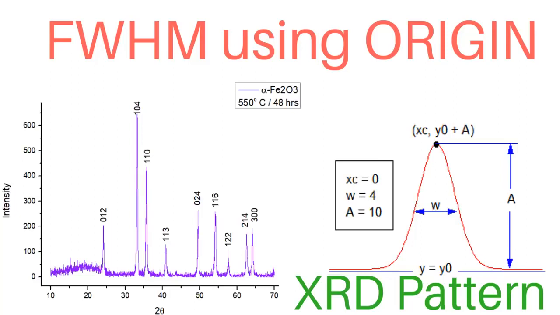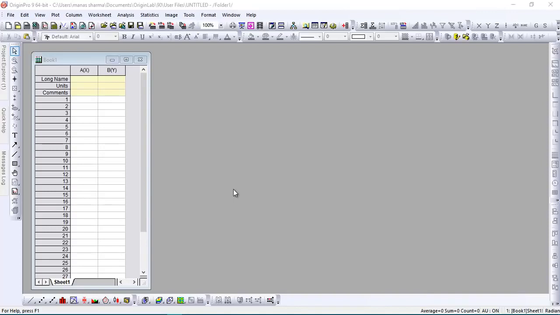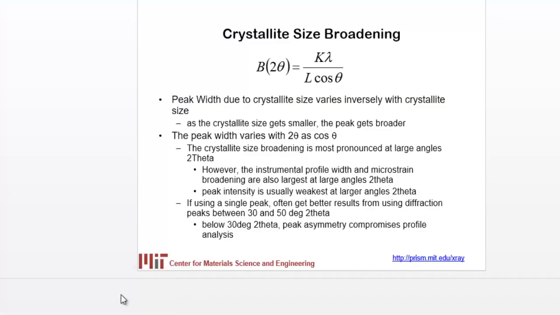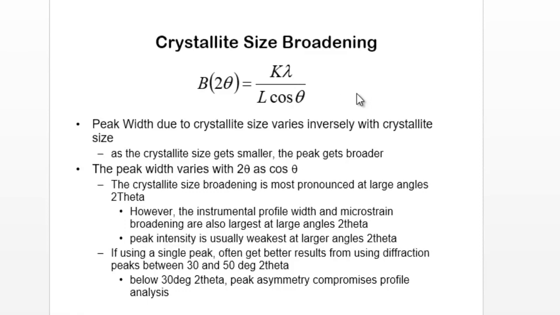So in this tutorial, I'm going to show you guys how to calculate FWHM for the various peaks in your XRD pattern. Now the FWHM is given by a formula, something like this. This is called the Scherrer formula. So here, beta is your full width at half maxima, and it is dependent on 2 theta. Then it is equal to k lambda by L cos theta, where L is the crystallite size. Therefore, the peak width is needed to calculate the crystallite size for your sample.